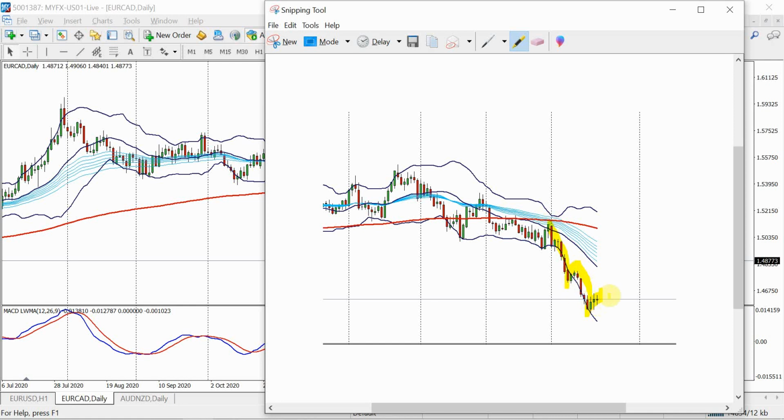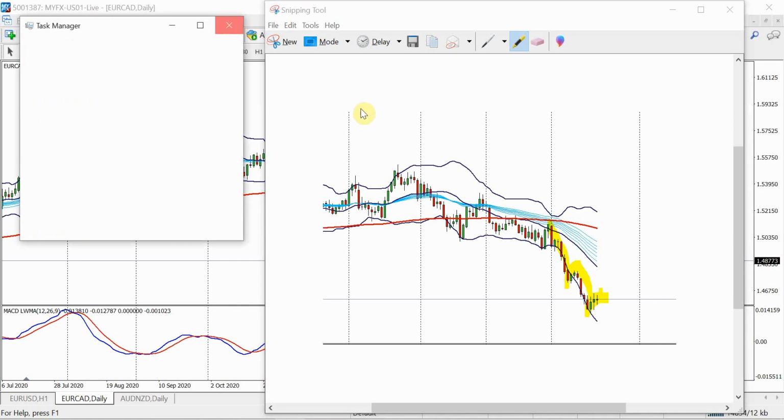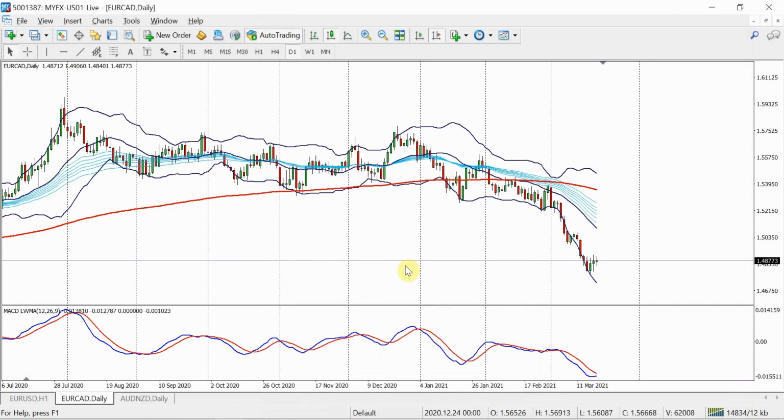So we're starting to get a nice little pattern, and it has now printed these two dojis, which are indecision candlestick patterns about what price wants to do. Does it want to reverse back up, or continue going down? Price is starting to consolidate and decide what to do. This gives us a potential opportunity to find a good entry point to go short into the market, as we know that the H4, the daily and the weekly are all trending down, which is where we want to be.